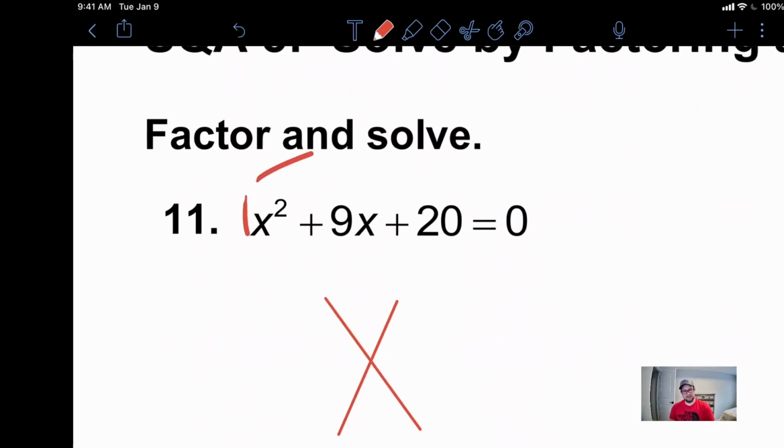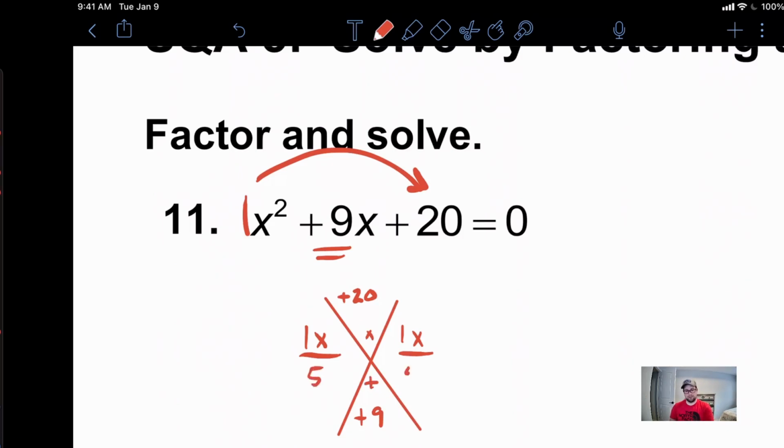So if I tried the x method on this, remember a times c is what's going to give us our top number. So we'll have positive 20 up here. And then positive 9 will go on the bottom. And then we'll have 1x here and 1x here. And then we're just looking for two numbers that multiply to give us positive 20 that are going to add to give us positive 9. And hopefully pretty quick you'll come up with a positive 5 and a positive 4.